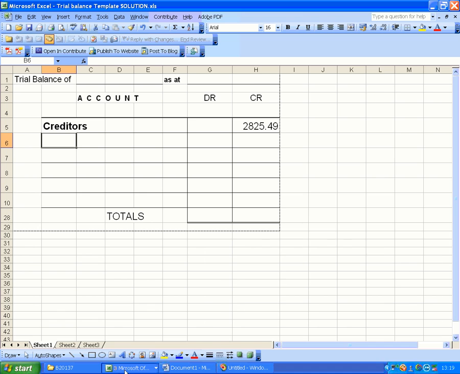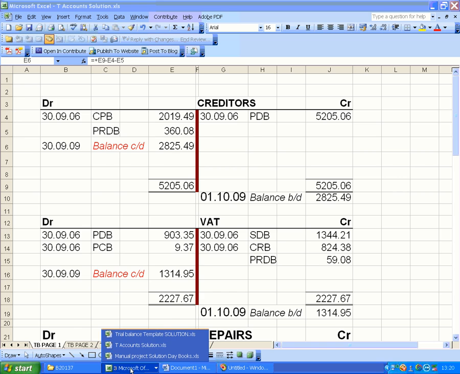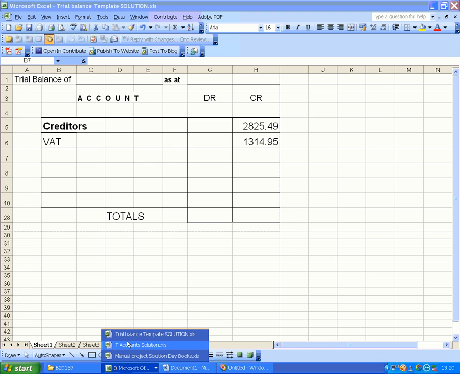Once that has been done, we go to the next T account, and we'll see that the account is VAT, and the figure to make this T account balance was on the debit side. So using the duality rule, this figure will be collected from the T account and posted to the trial balance on the credit side. So back to the trial balance, VAT, and it's a credit of 1314.95. Back to your T account.